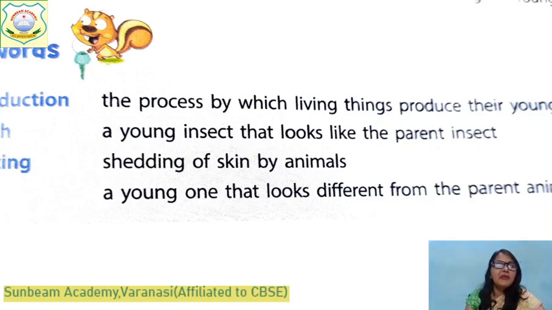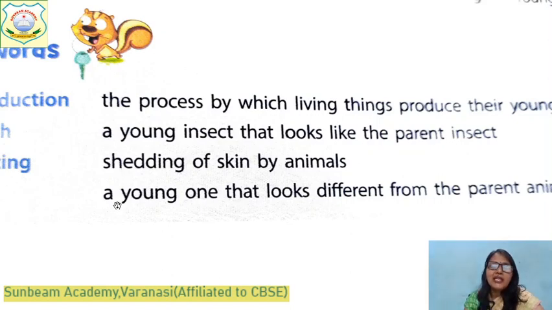And what is reproduction? The process by which living things produce their young ones. What do we say? Reproduction. What is reproduction? The process by which living things produce their young ones. And what is a nymph? A young insect that looks like the parent insect. Example, you saw the cockroach, right? A young insect that looks like the parent insect is called a nymph.